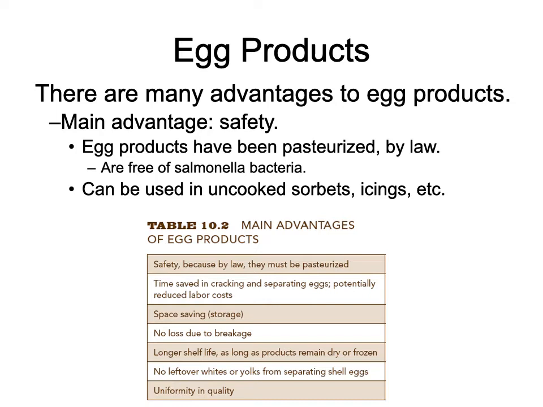And you know they're always going to be the same. They're always uniform in quality. So you don't have to worry about finding a bloody egg, for example. That's not going to happen with pre-cracked eggs. You're also not going to have any problems with shells. You're going to have very consistent quality batch to batch.